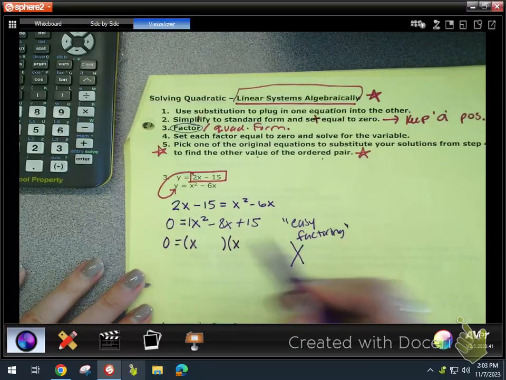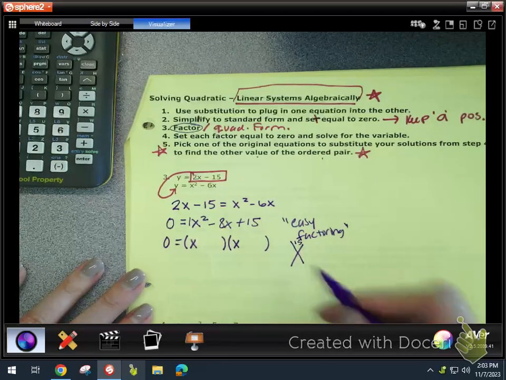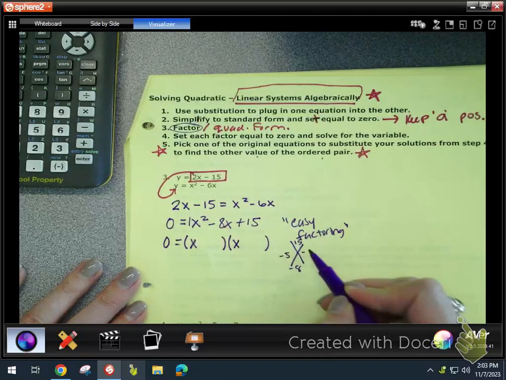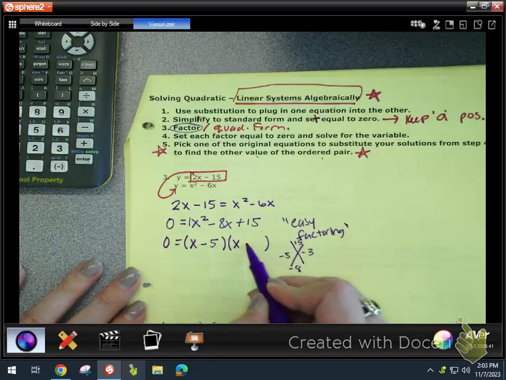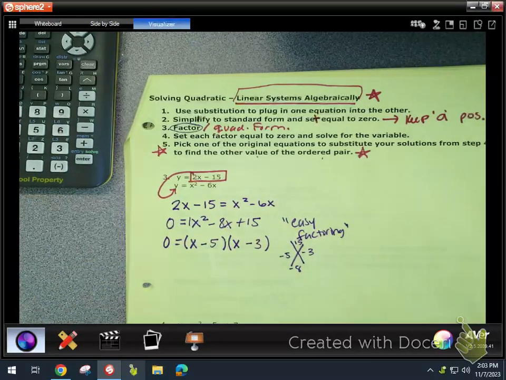So our factors will start with x and x. We need two numbers that multiply to be positive 15, add to be negative 8: negative 5, and negative 3. Those number puzzles go directly into the factors. Do not change when you're going from the number puzzle to the factors, okay?